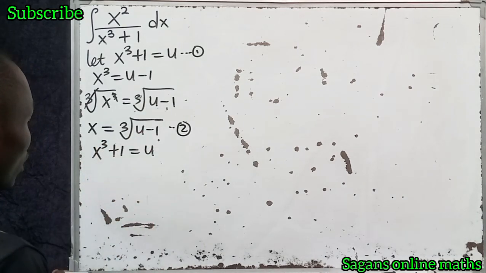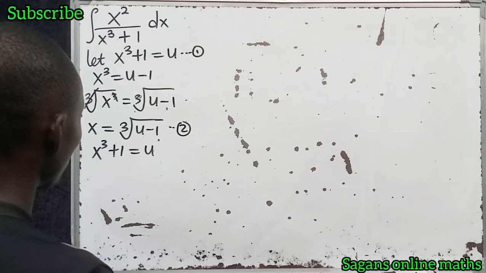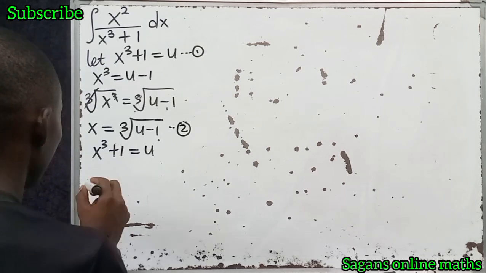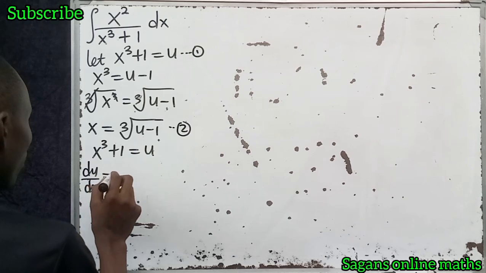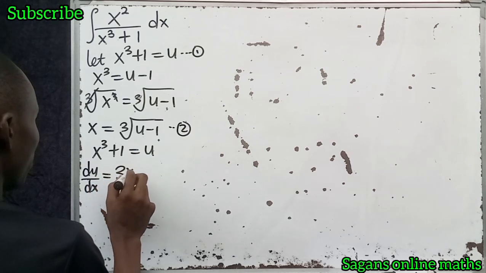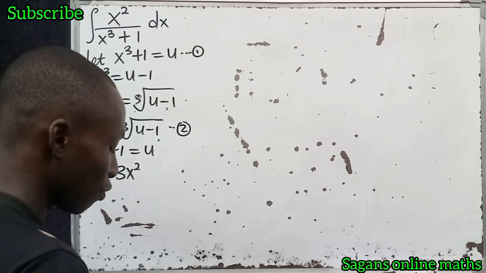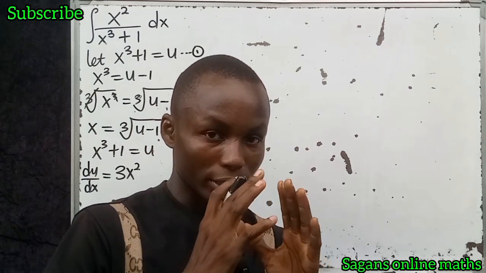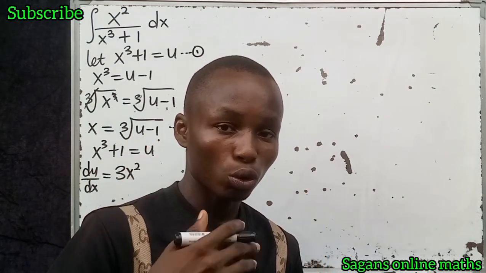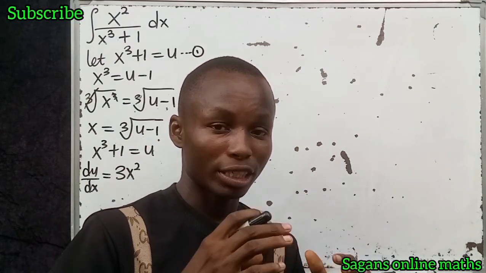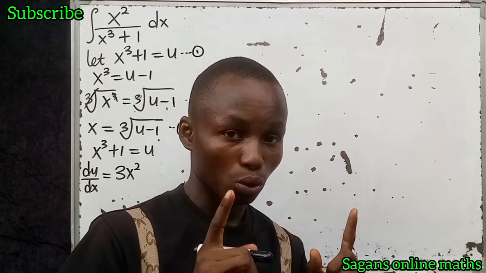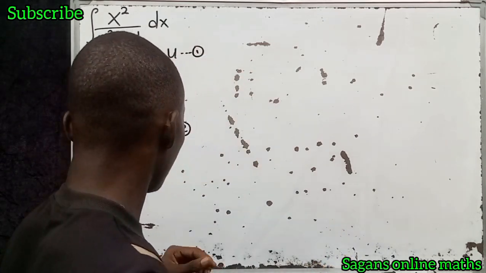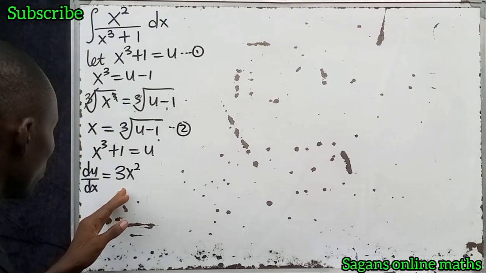Now, from this equation 1, let's differentiate u with respect to x. That means du over dx will be equal to 3x squared, because if we differentiate a constant in differentiation, it's always 0. Whenever we differentiate a constant in differentiation, it's always 0. But if we integrate a constant, it's not 0. Take note, okay?